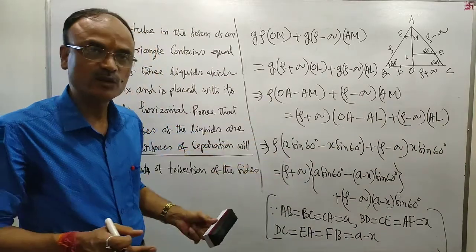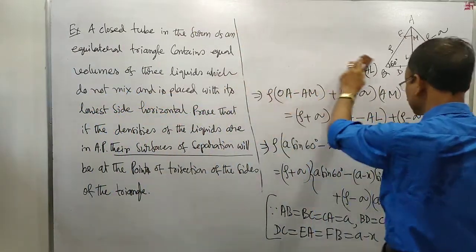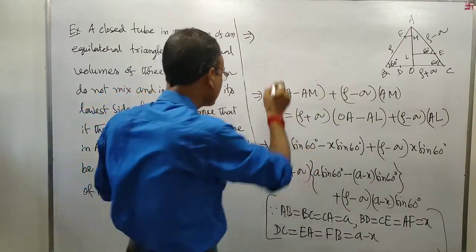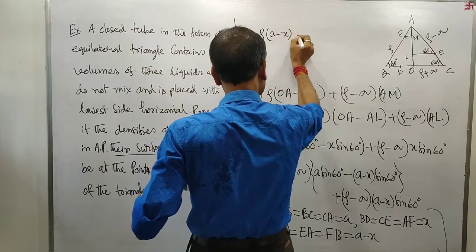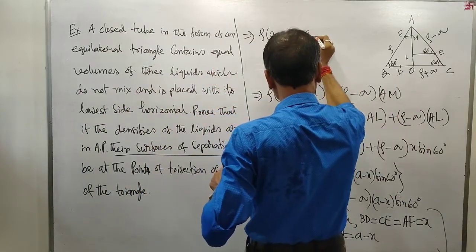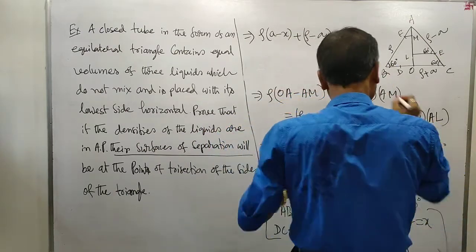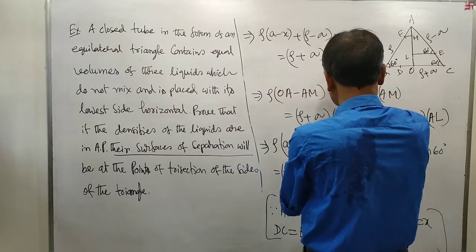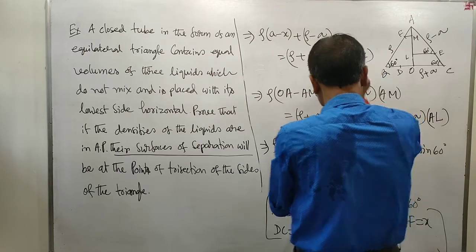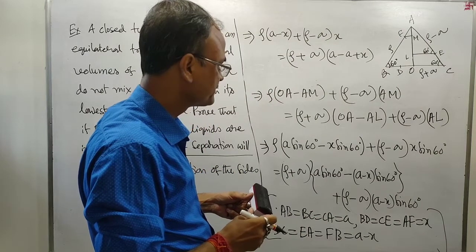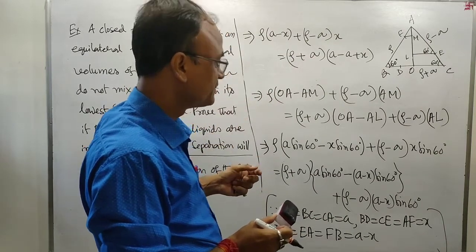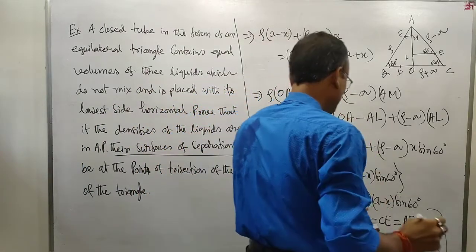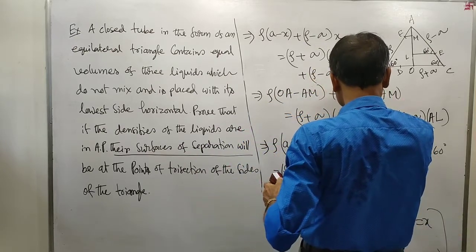Now all the sin 60 will be cancelled. This means rho into A minus X plus rho minus sigma into X is equal to rho plus sigma into A minus A plus X, plus rho minus sigma into A minus X.